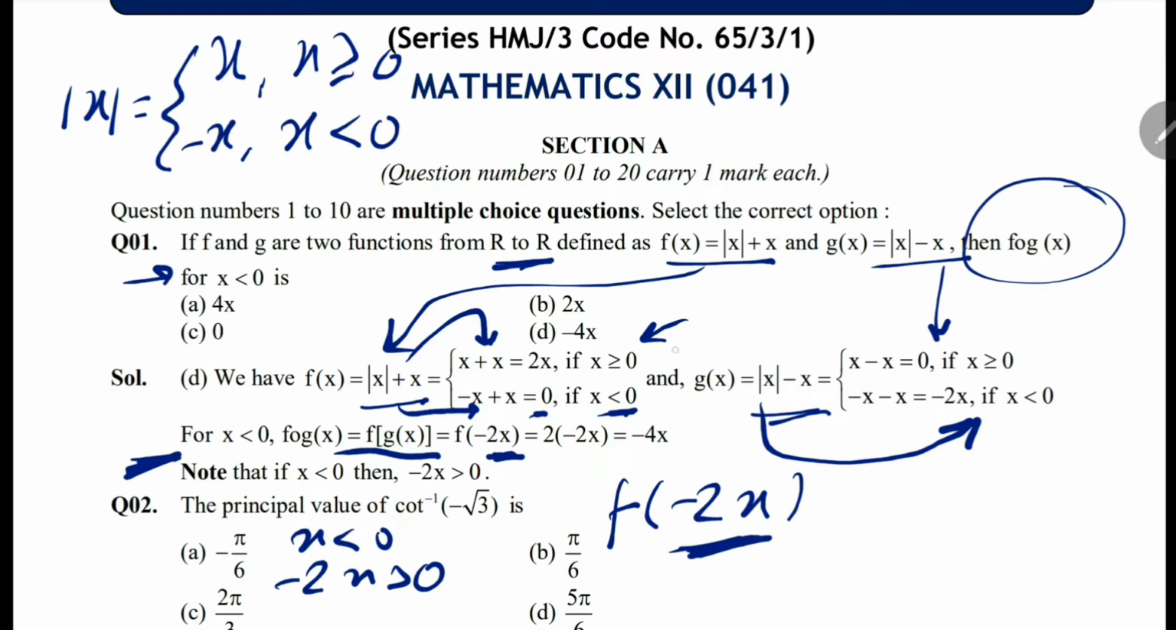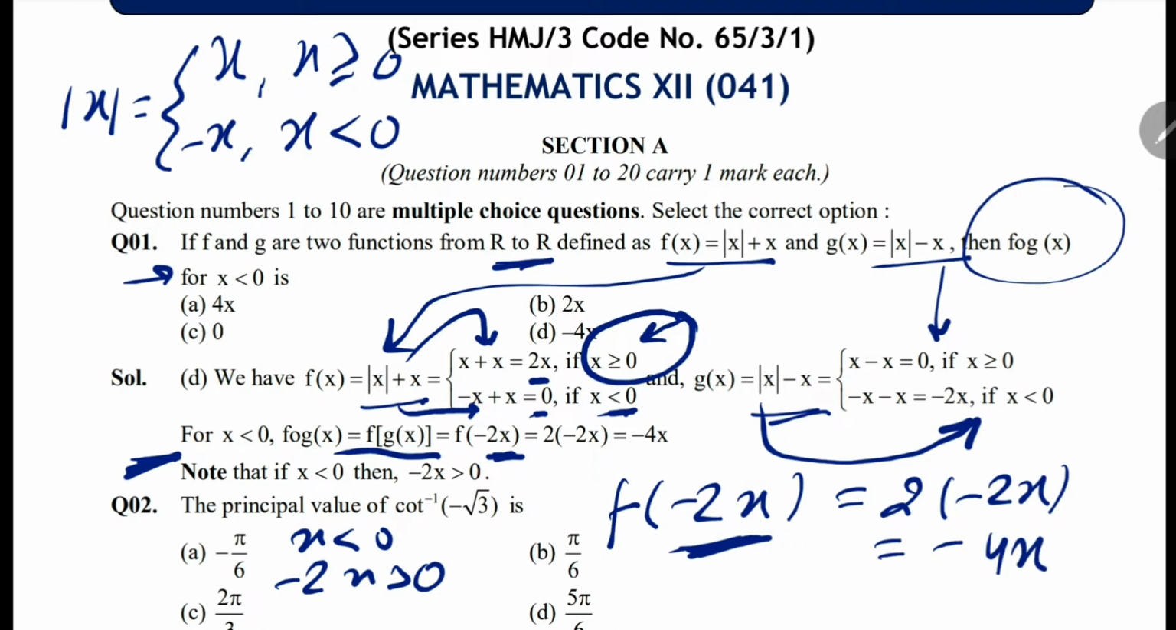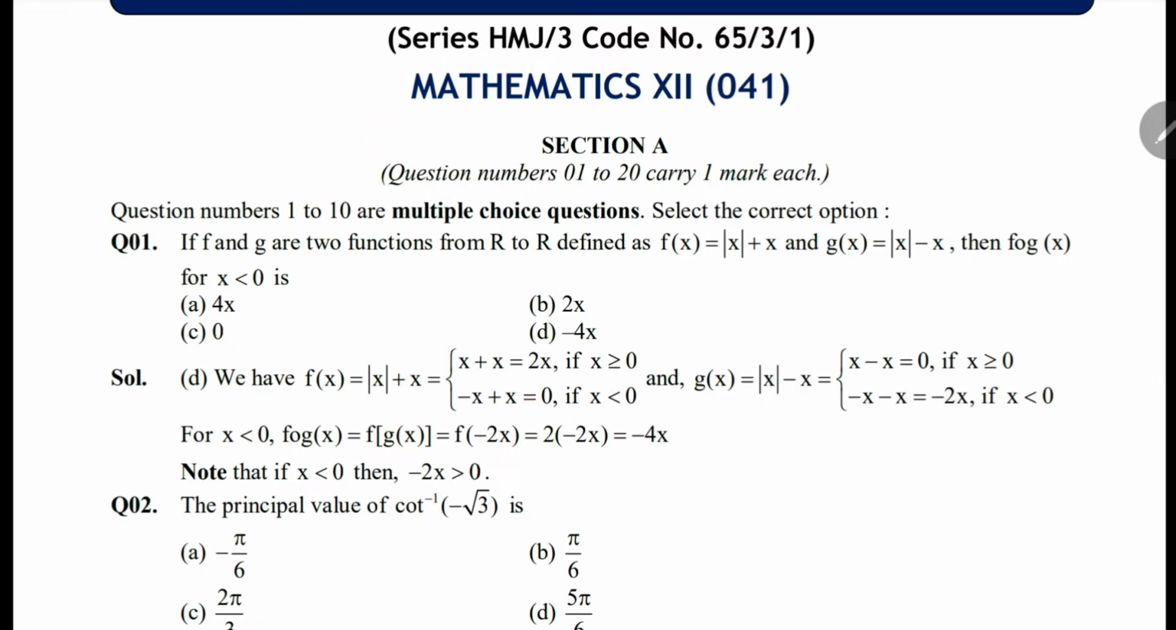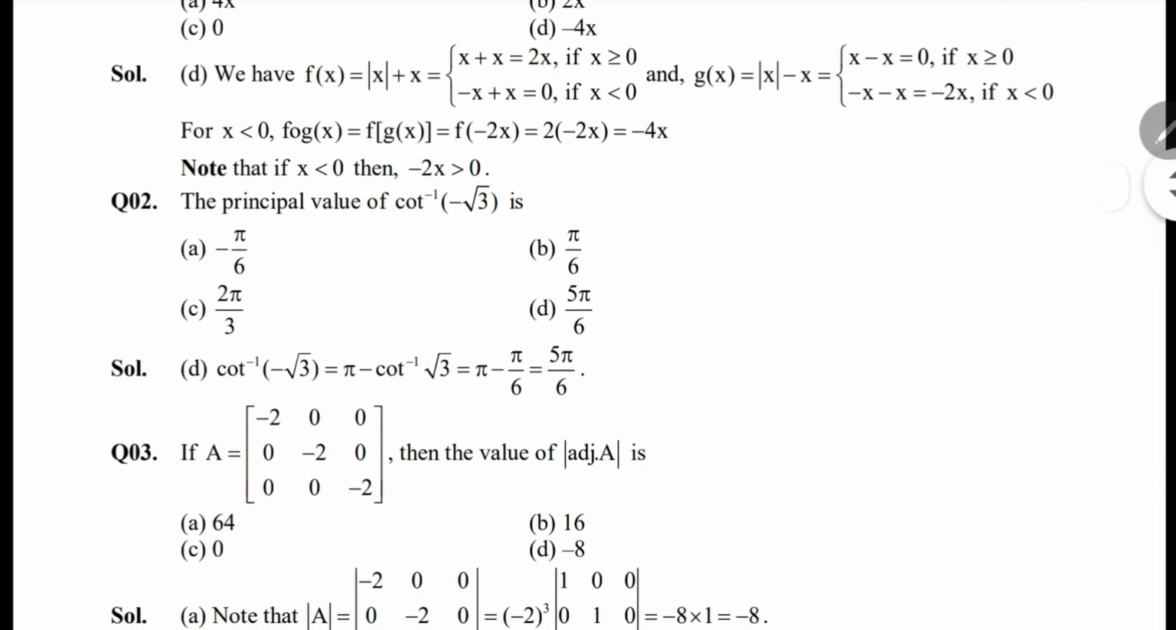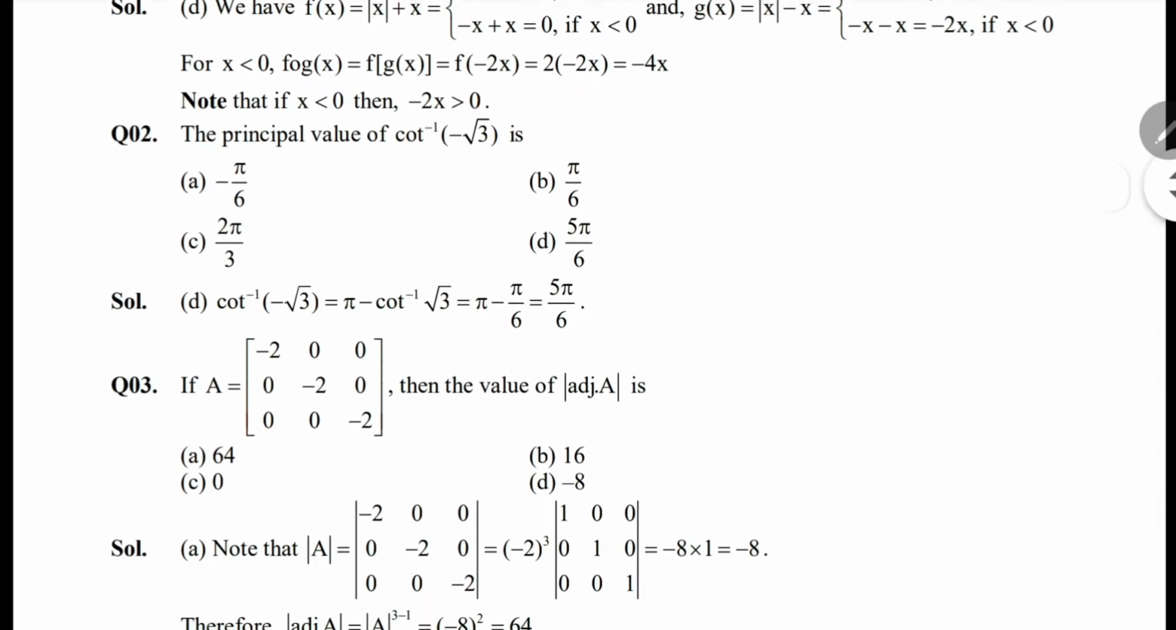So when the input of function f is positive, its output will be twice. So that means 2 times of minus 2x, that is minus 4x. Now if you look at all the options closely, you will observe that option D is the correct option for this problem. Now moving to the next problem, question number 2.